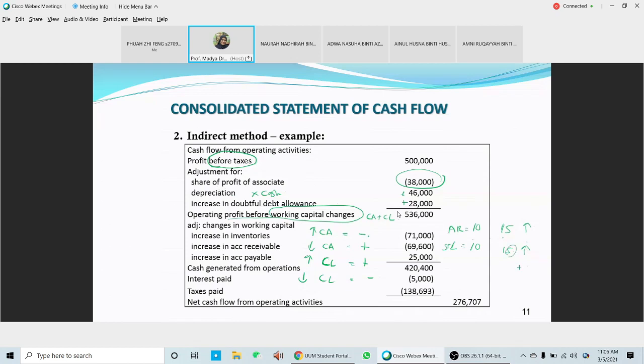So just remember this key thing that you need to do. If there is an increase in current assets, we need to minus. A decrease, we have to plus. A current liability increase, plus. A decrease in current liabilities, you have to minus. And then you're going to have interest paid, and then tax paid. Then you're going to have net cash flow from operating activities.